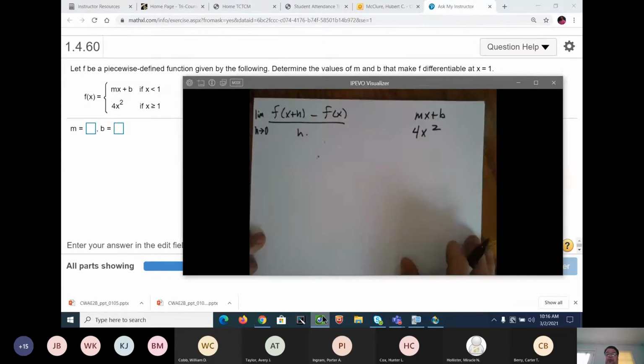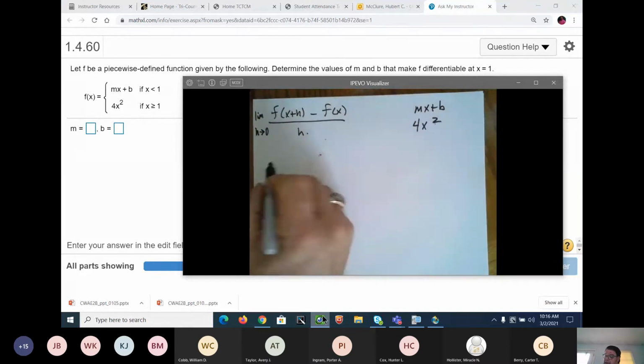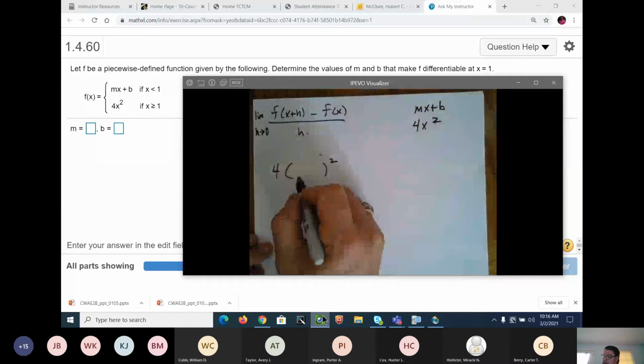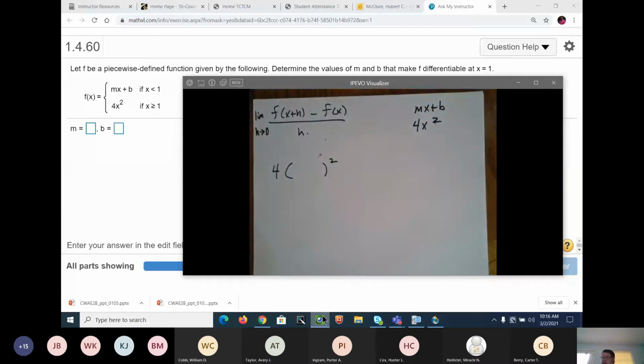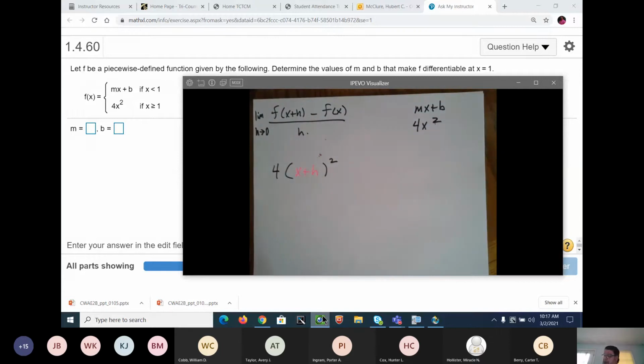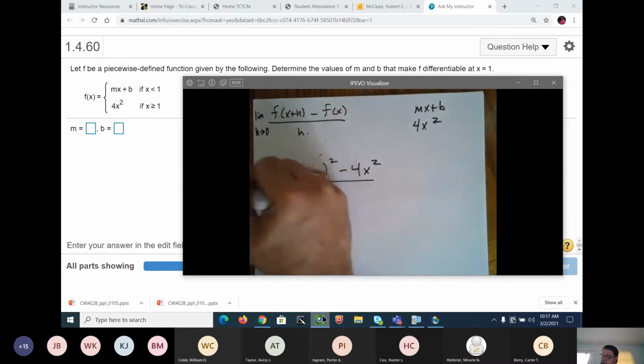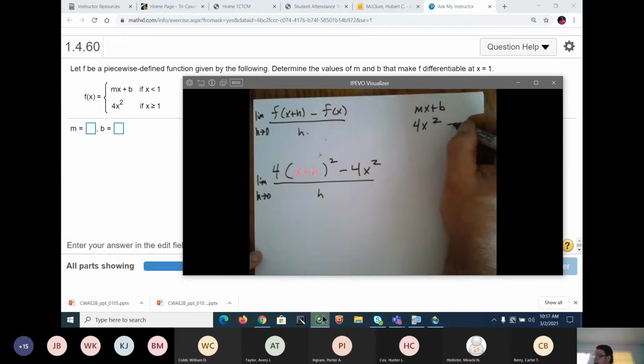Now, of course, the first one you can do without any problem. This one you can do without any problem. So f of x is 4 times x squared, and plug in x plus h, minus 4x squared, over h, limit as h approaches 0. Well, we're going to get 8x. I can go ahead and tell you right now that we're going to get 8x for that one.